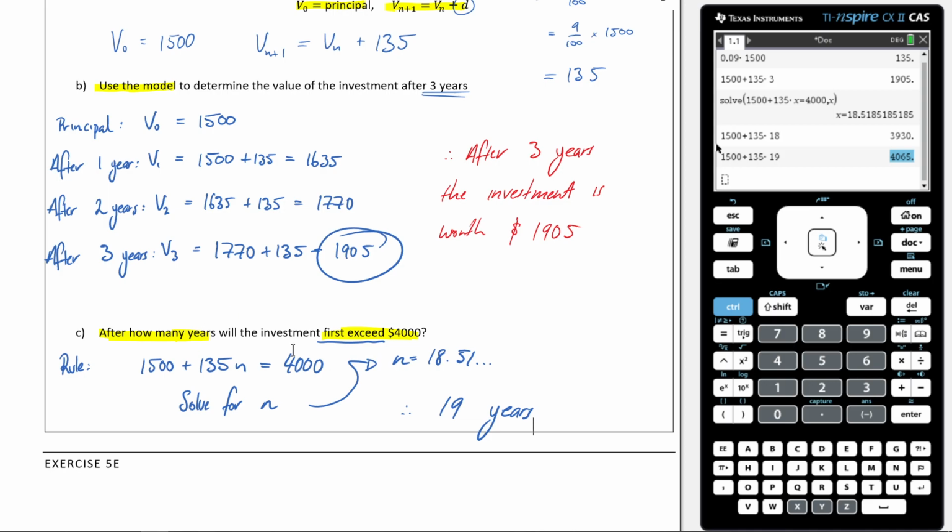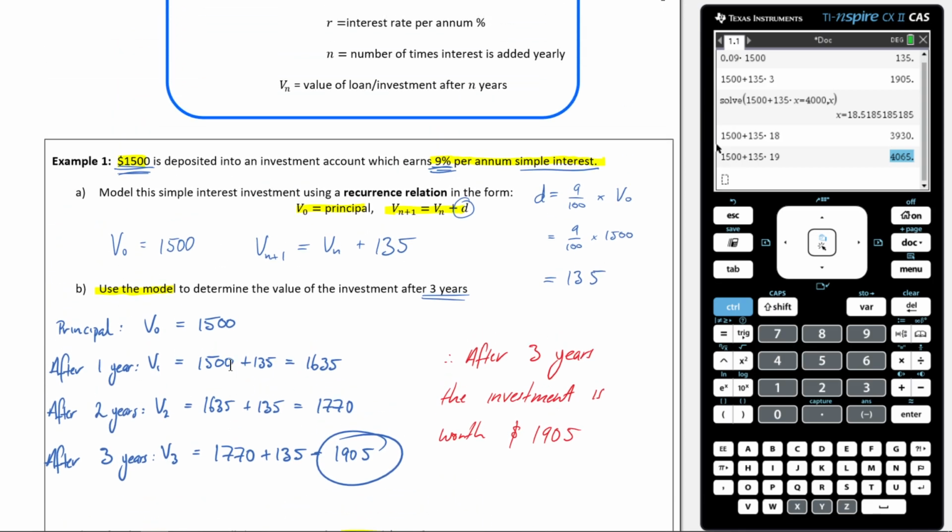So again, whenever you get questions that ask you after how many years, when will such and such happen, I always advise to use a rule in that case. You'll find it much easier.